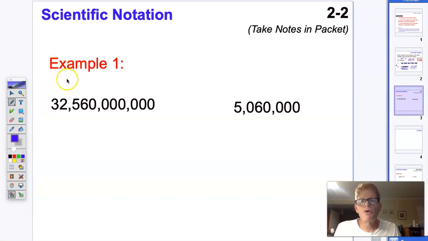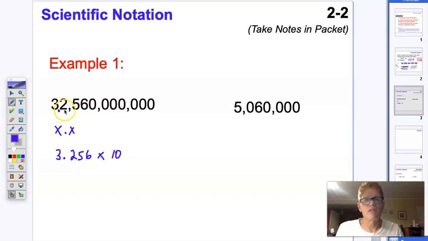So let's do two more quick examples to make sure that you understand. In this case, we want to write this in scientific notation. So once again, we're going to use this format. And this time, we're going to have to put our decimal here, right? We've got to get 3.256 times 10 to some power. Well, what power will that be? Let's just count our digits. 1, 2, 3, 4, 5, 6, 7, 8, 9, 10 times 10 to the 10th power.